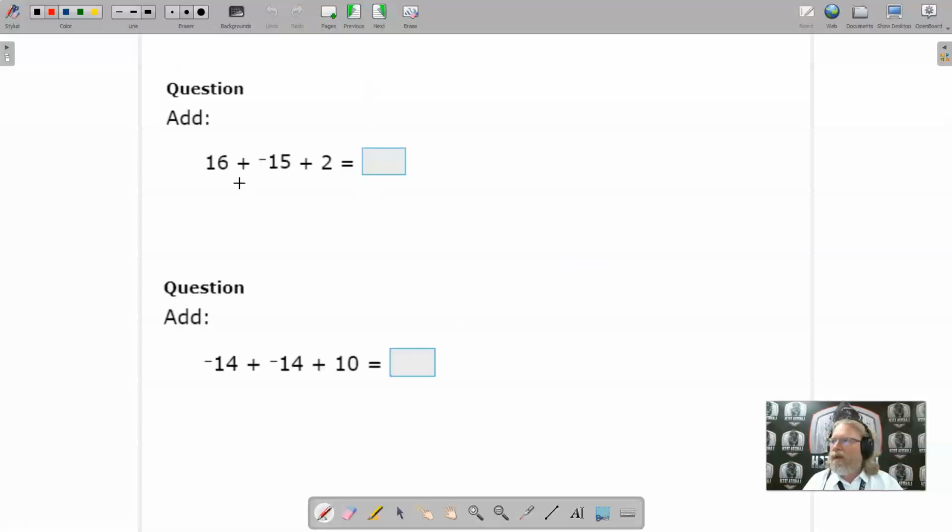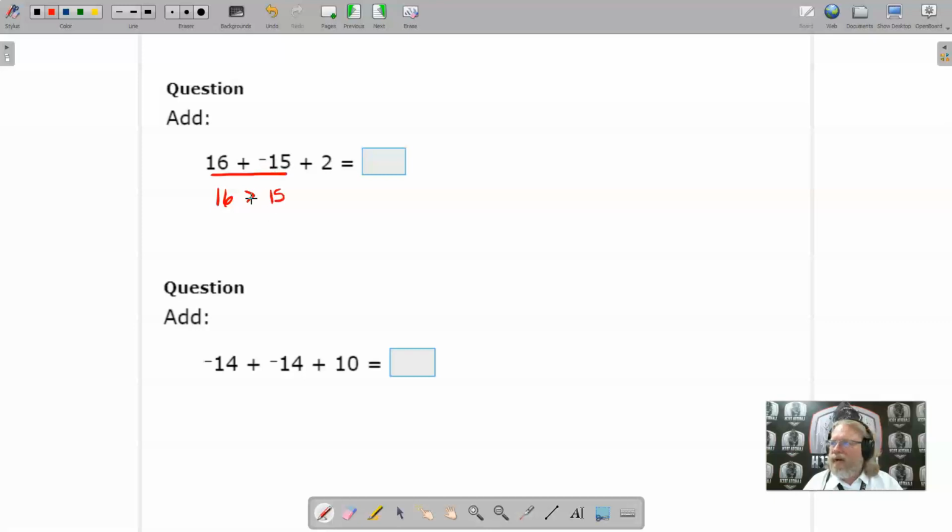On the next one here, we have 16 and negative 15. We're going to deal with this first, and we'll bring the positive 2 down. So they are different signs, and we're going to have to determine what the answer is going to be. And the absolute value of 16 is 16, and the absolute value of negative 15 is positive 15.